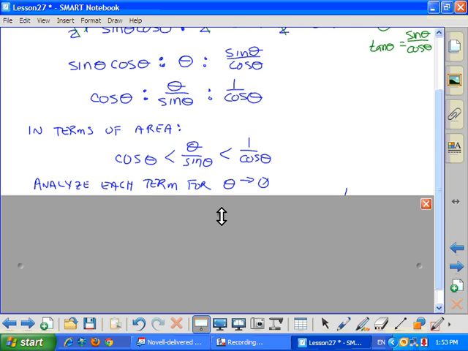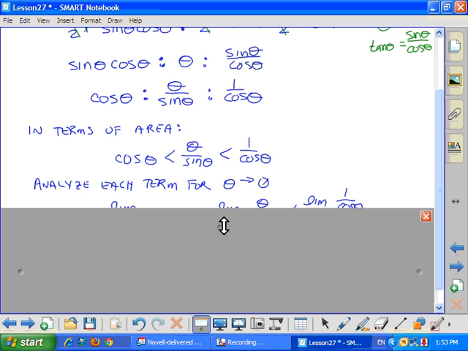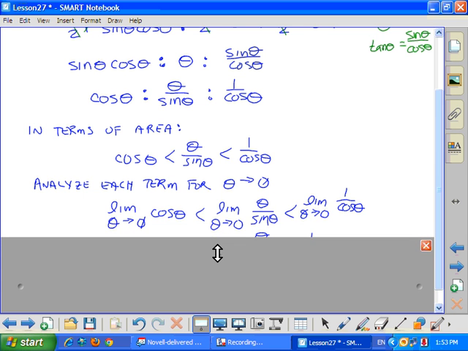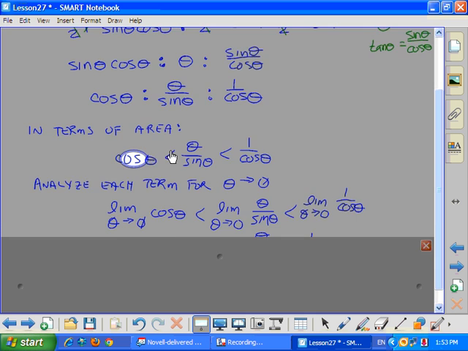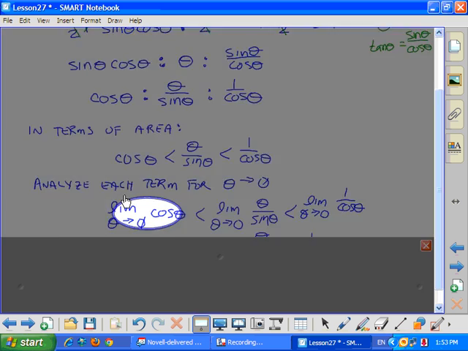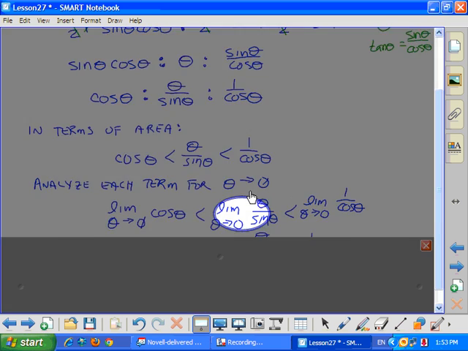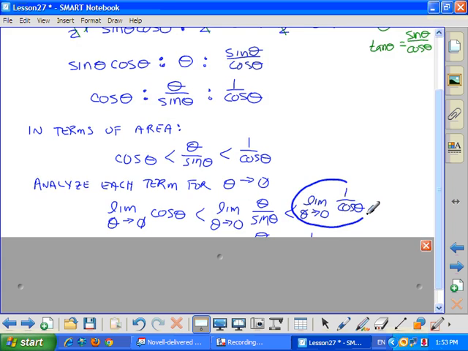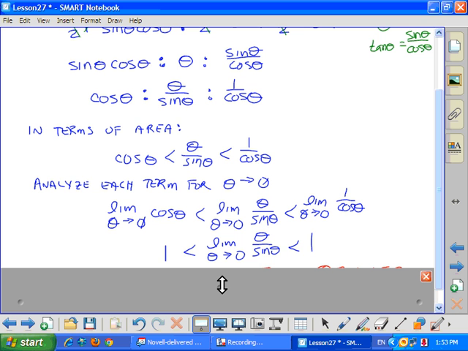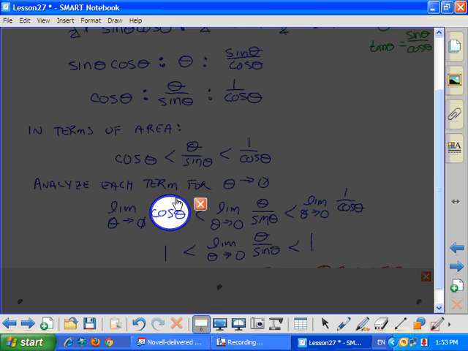So if I then analyze each of these terms for theta getting really, really small, so theta going to 0, I'm going to do a limit analysis on each one. So for the cos theta, I'm going to take the limit of cos theta as theta goes to 0. And similarly, I'll do it for the other two ratios. Okay, so I'm just doing a limit analysis. The first one, as theta goes to 0, so that would mean cos, what is cos of 0? Well, the answer is 1.